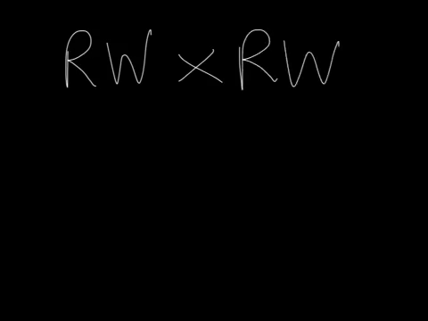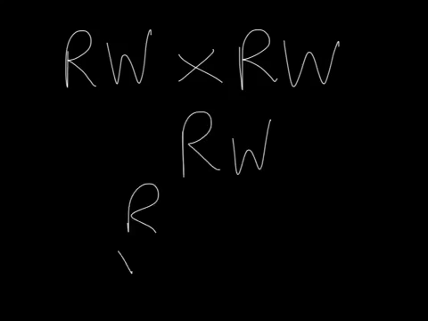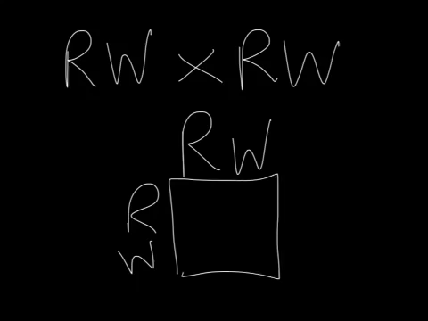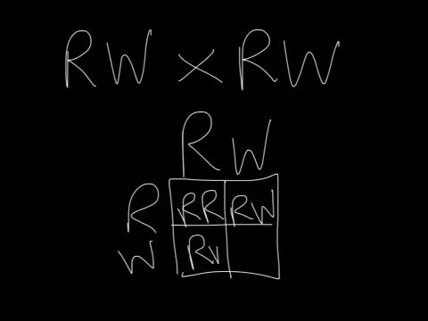Okay, the problem asks you to cross two roan cows. So all you would do is say capital R, capital W times capital R, capital W. You put it in a Punnett square. Okay, cross it just the same way we've been doing.